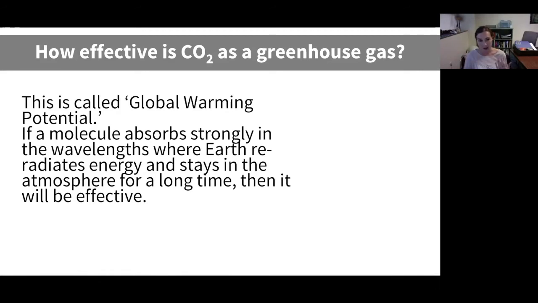And then secondarily, because CO2 stays in the atmosphere for a very long time, it can continue to be effective as a greenhouse gas for a very long time, compared to something like methane, which cycles really rapidly throughout the atmosphere and won't stay in the atmosphere for more than decades.